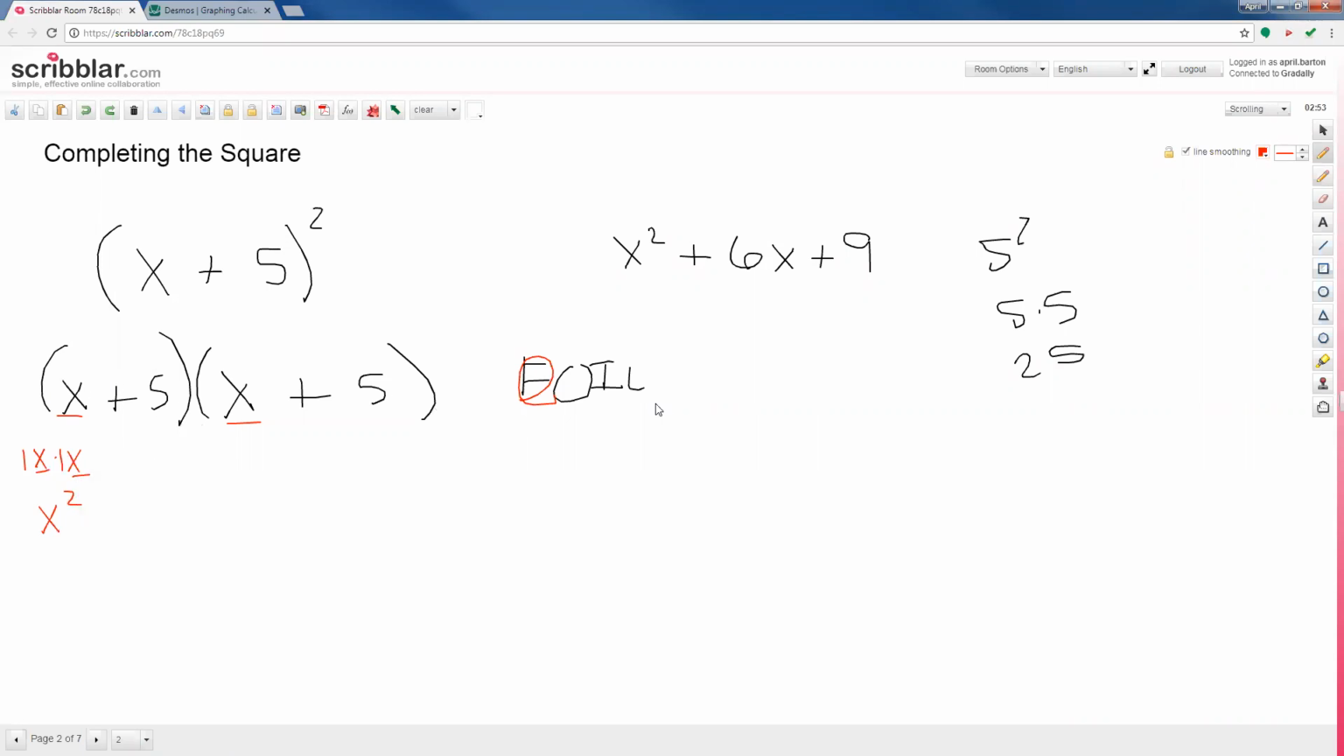So now we're going to do the O of FOIL. That means outer times outer. Instead of looking at each parenthesis separately, you're looking at the very front and the very last, the outside of all that stuff together. So x multiplied by 5, this time we don't have two variables, so we're really only going to worry about the coefficient and actually do the multiplication of 1 times 5 to get 5x.